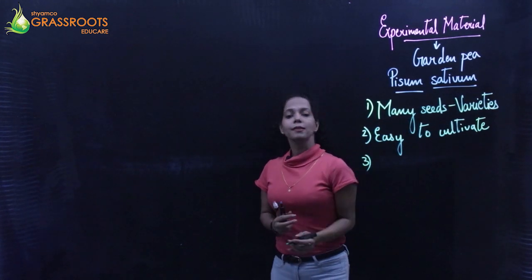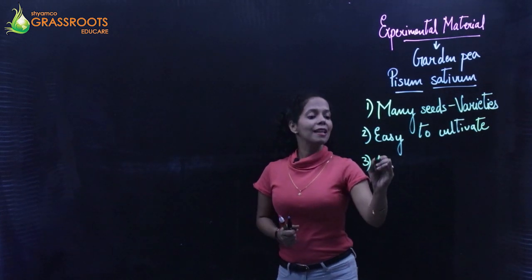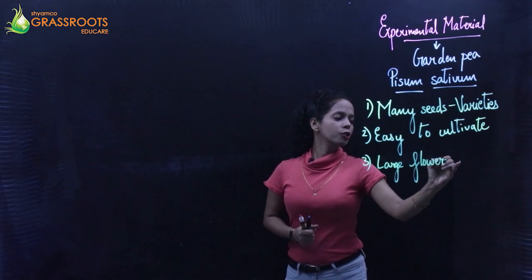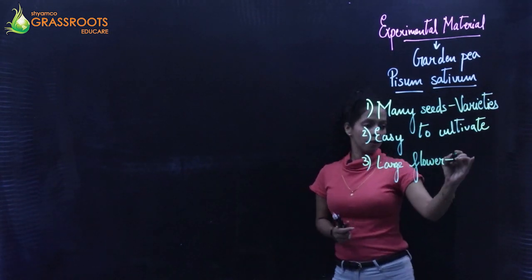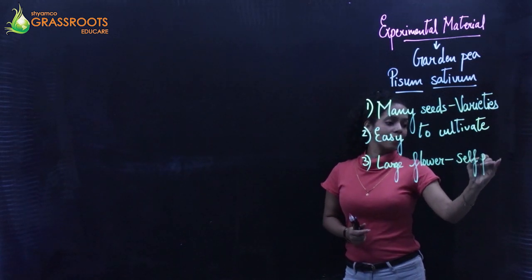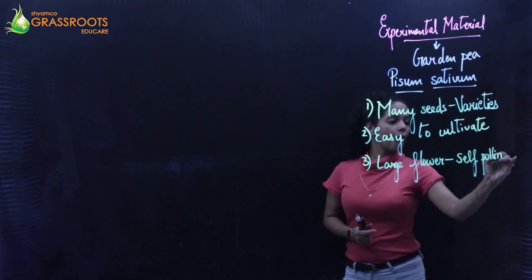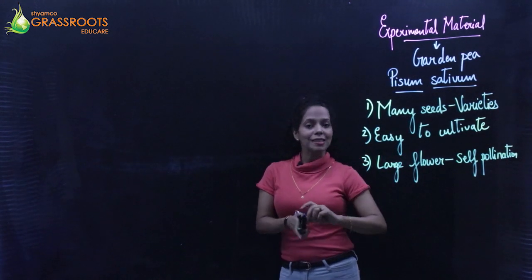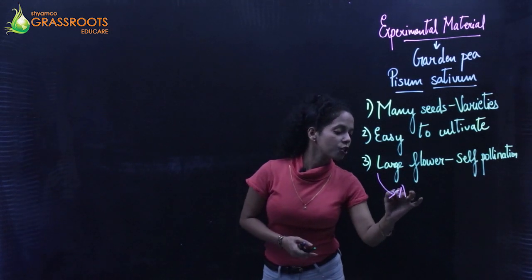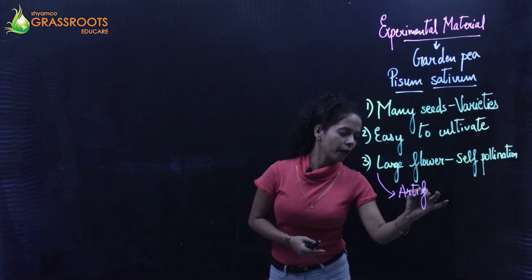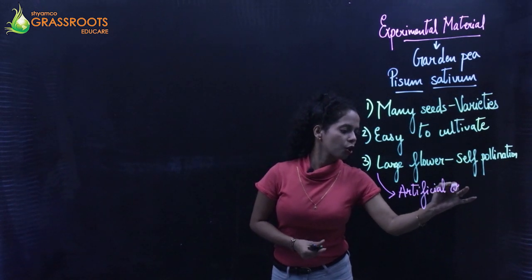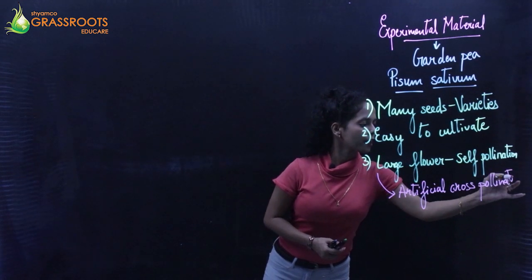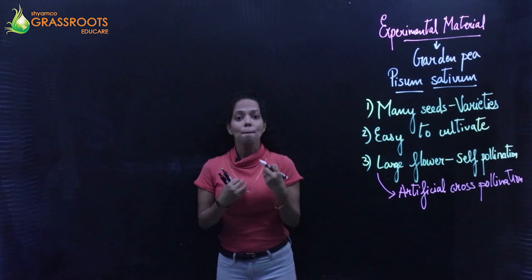The next reason about Pisum sativum was that it has a large flower, which used to carry out self-pollination. But as the flower was large, we can easily carry out artificial cross-pollination. So the large flower was basically supporting artificial cross-pollination. What do you mean by artificial cross-pollination? The pollination done by man, I mean by myself, right?